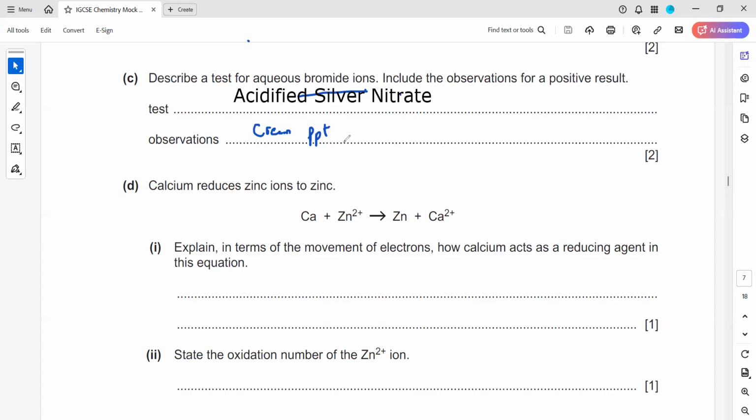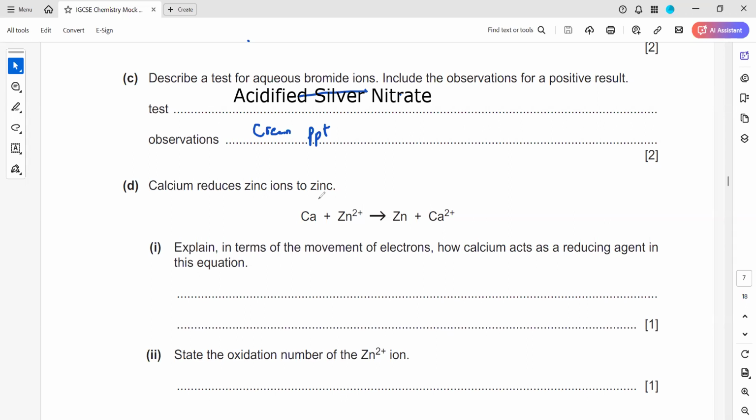This is according to the precipitate color of halides. Top is chloride, in the middle is cream, and the bottom is a yellow precipitate. My glasses make it look like it's yellow. No, the tile is cream. The carpet is a yellow precipitate.